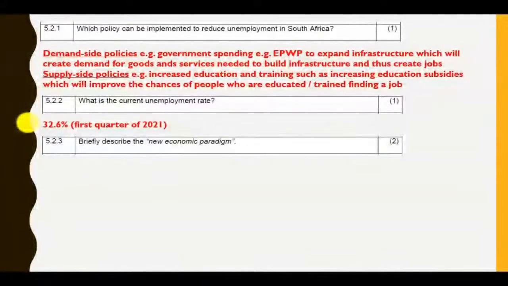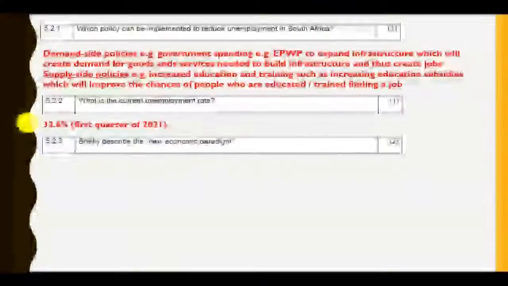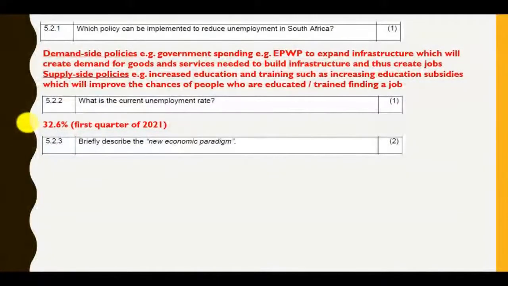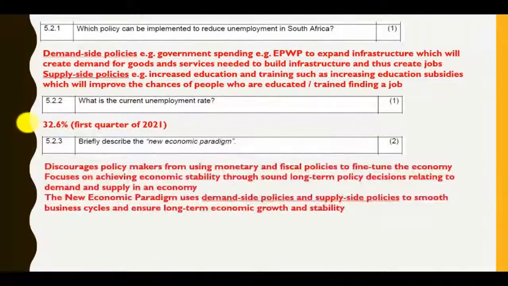It gives you CPI, it gives you the repo rate, it gives you the prime lending rate. While you're doing your studying, something like the current rate of unemployment is a very good one to know. Right. New economic paradigm, everybody. So that is our point 3 definition question.